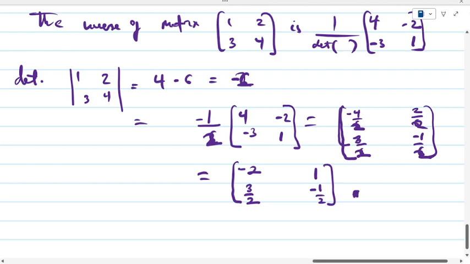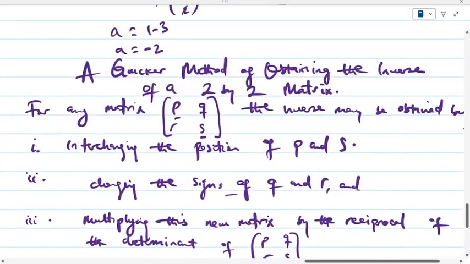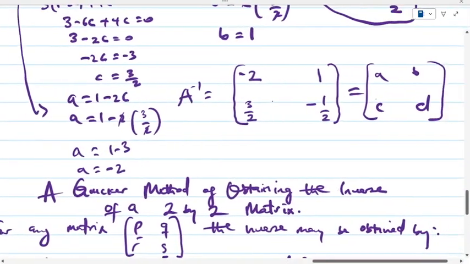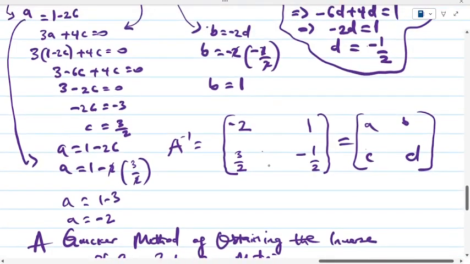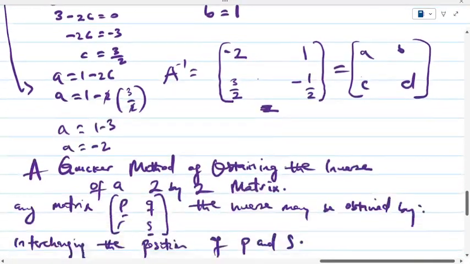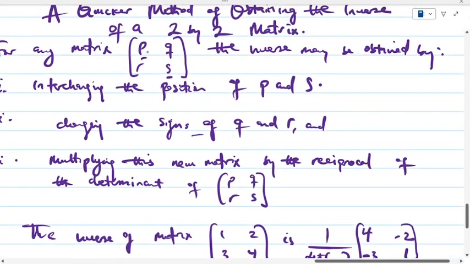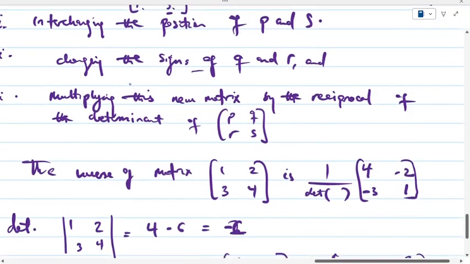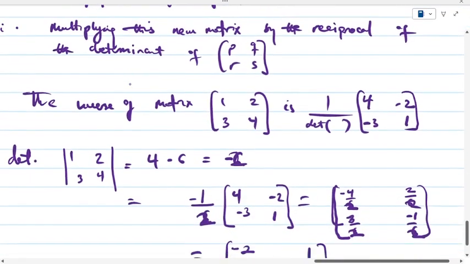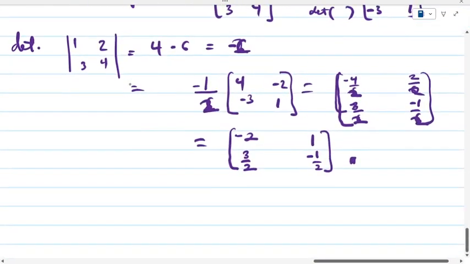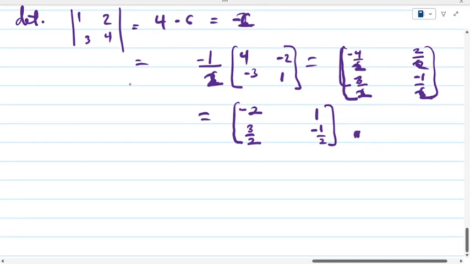So you can see that this result is the same as what we got by using the previous method. However, this method is much easier. Just interchange the position of P and S, change the signs of Q and R, then multiply the new matrix by the reciprocal of the determinant of the particular matrix you are asked to find. So let's check some examples and follow this principle.